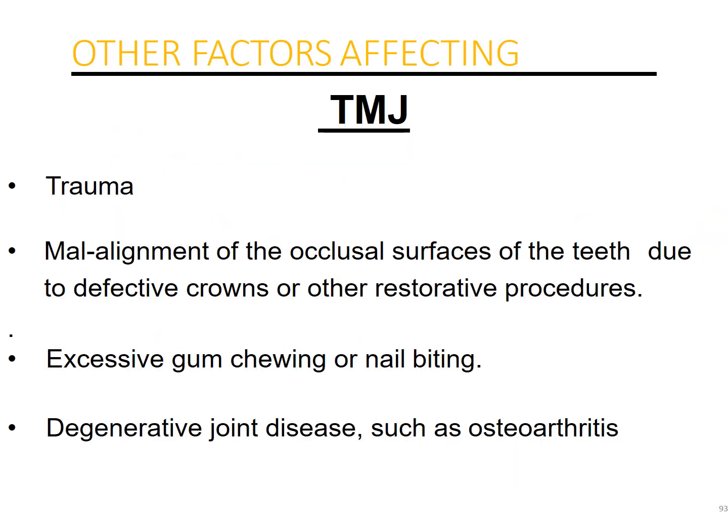Okay, various other factors that affect the TMJ, as I said, are trauma, the malalignment of the occlusal surface of the teeth due to maybe increase or decrease in VD, or through a defective restoration or the severe erosion or attrition of the occlusal surfaces. In some patients who have a habit of nail biting, gum chewing, as well as degenerative joint diseases like osteoarthritis.